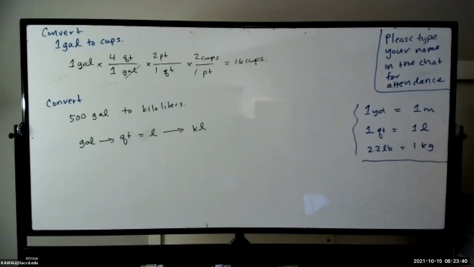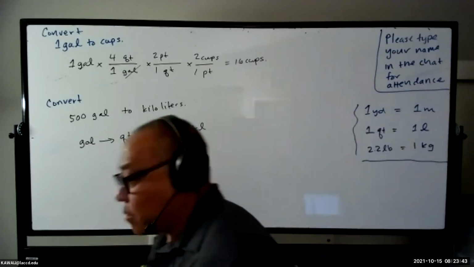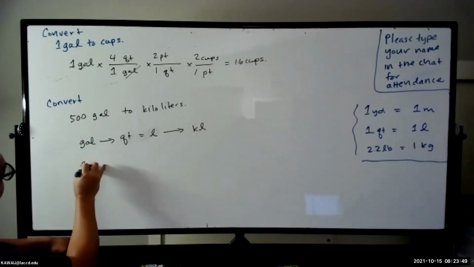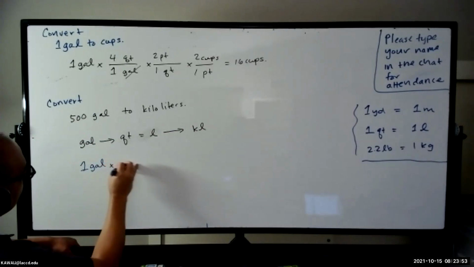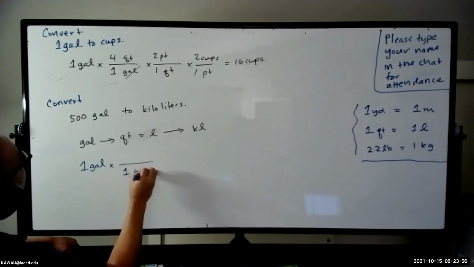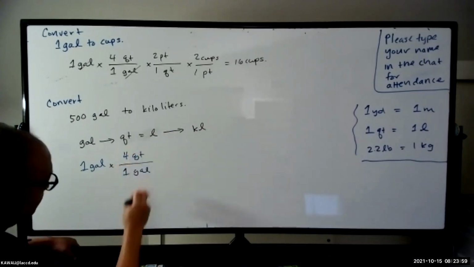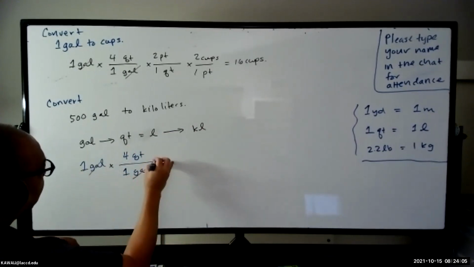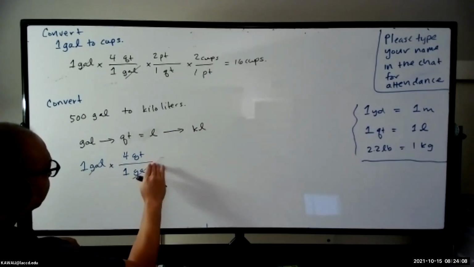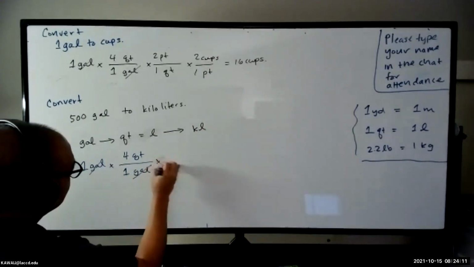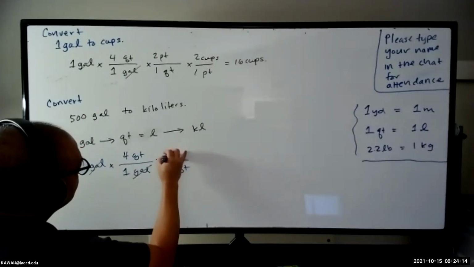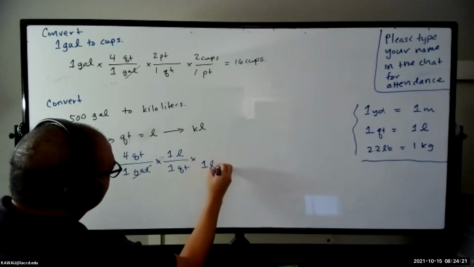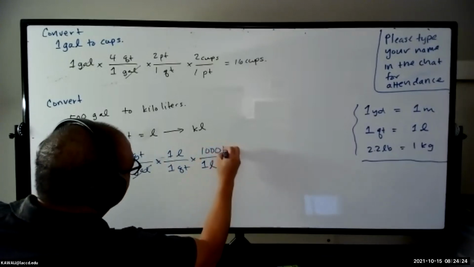So let's see if we can do it. We have 1 gallon, and we know that 1 gallon is 4 quarts. And we know that 1 quart is equal to 1 liter. And we know that 1 liter here is 1,000 kiloliters.